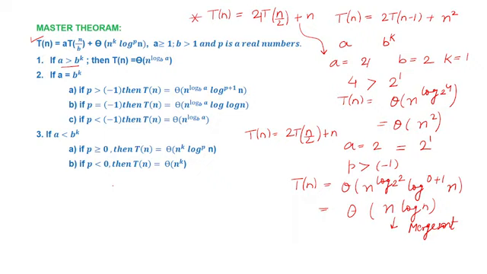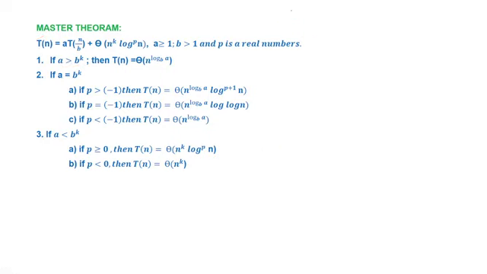Again, let's say you have some recurrence relation like T(n) = 2 T(n/2) + n squared. Here a is equal to 2, b is equal to 2, and your k value is also 2. That means a is 2, b is 2, and k is equal to 2, so a is less than b to the power k. That means you lie in rule number 3.